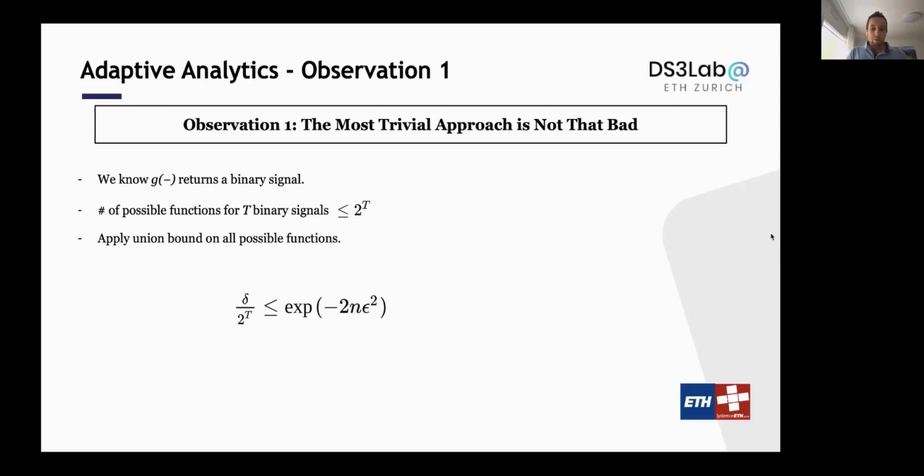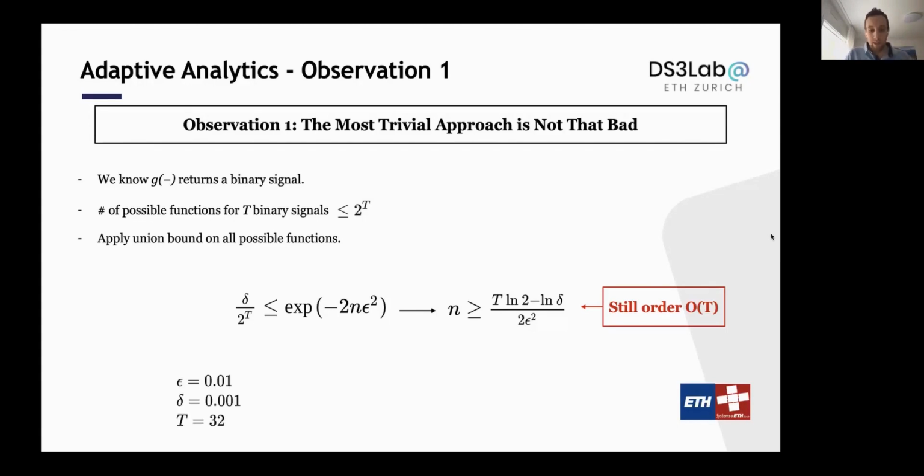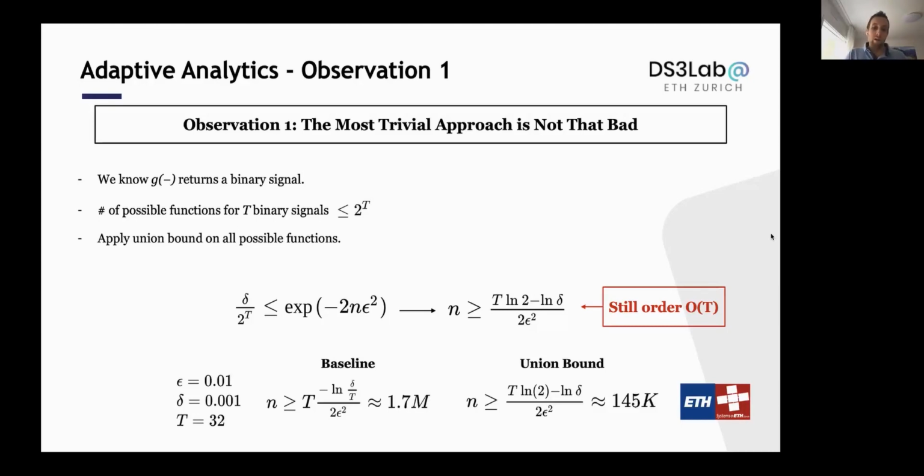So if we apply union bound and reshuffle this, we get a lower bound, which still is linear in T, but because T is not too large in our case, from a baseline of 1.7 million samples, we can reduce this by 1 order of magnitude.